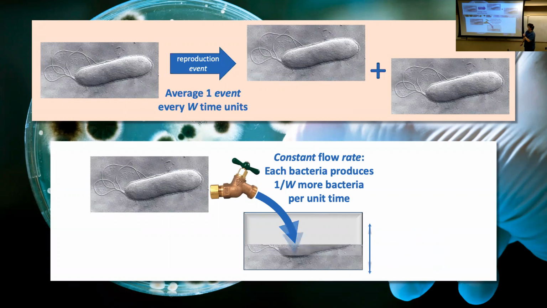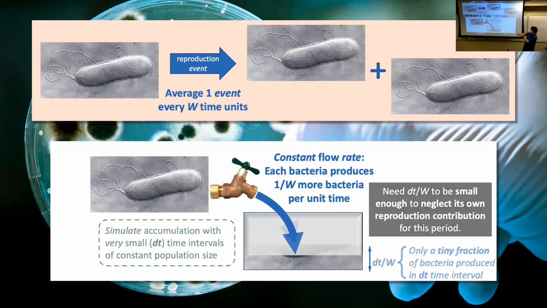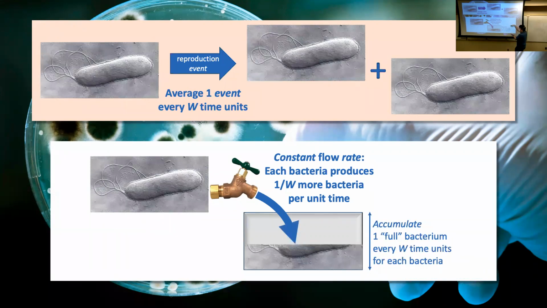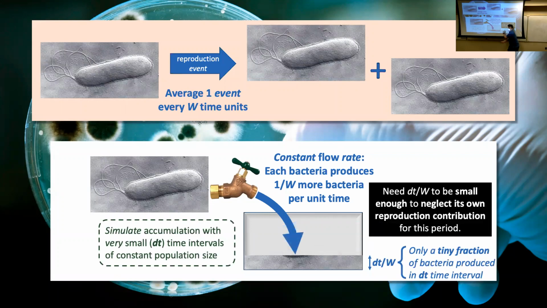So even though I'm focusing on tiny intervals, after 1 full W time units, I will get a full new bacteria. But I'm not going to simulate every time step to be a whole W time units. I'm going to simulate a very, very small amount of that interval, which we'll call DT, which has to be smaller than W, much smaller than W.